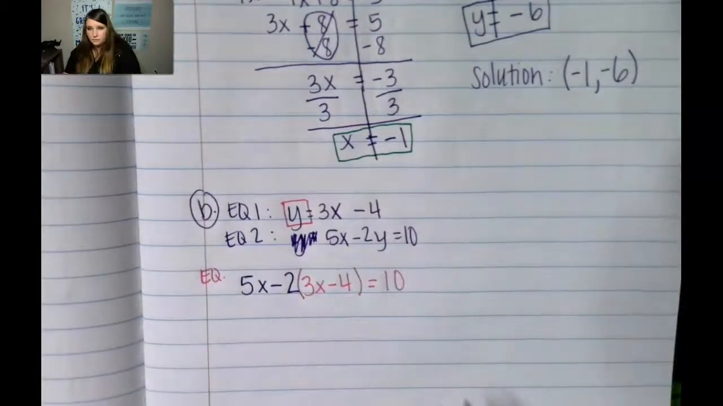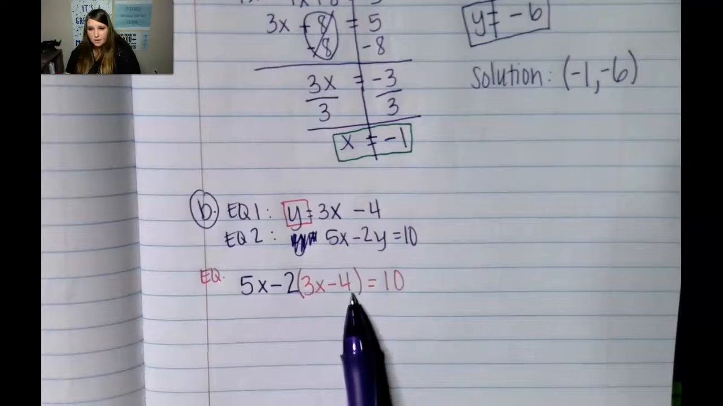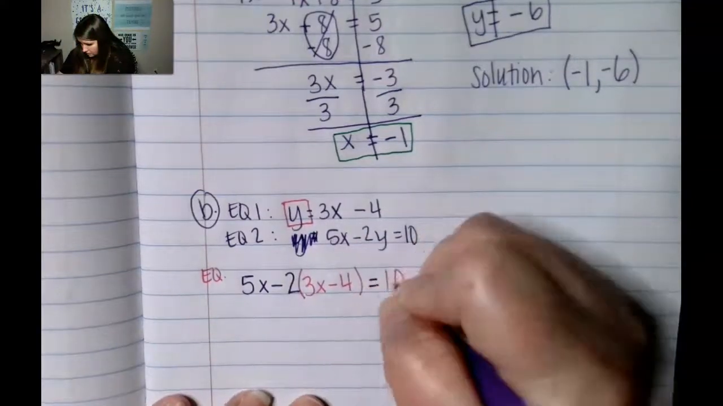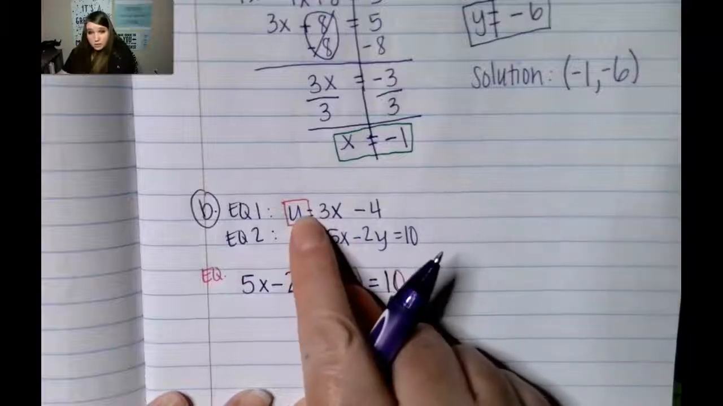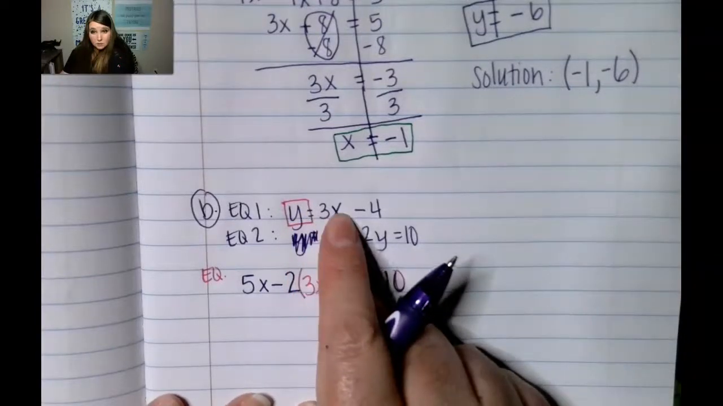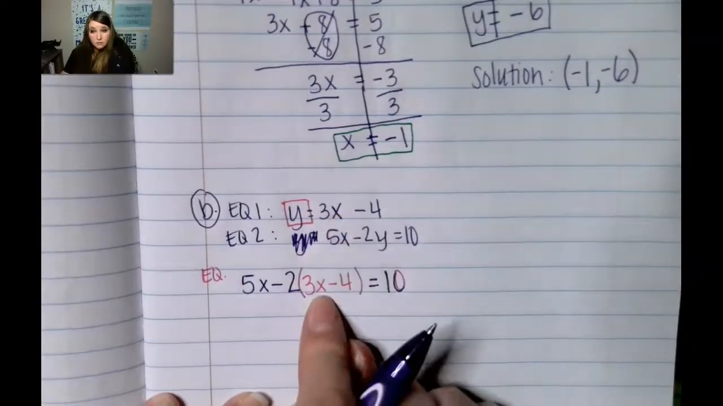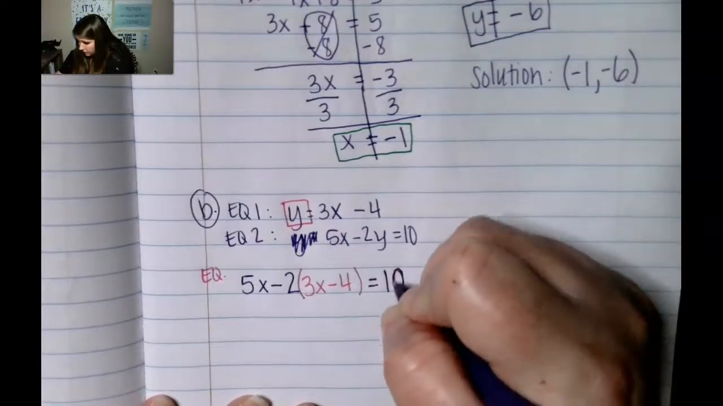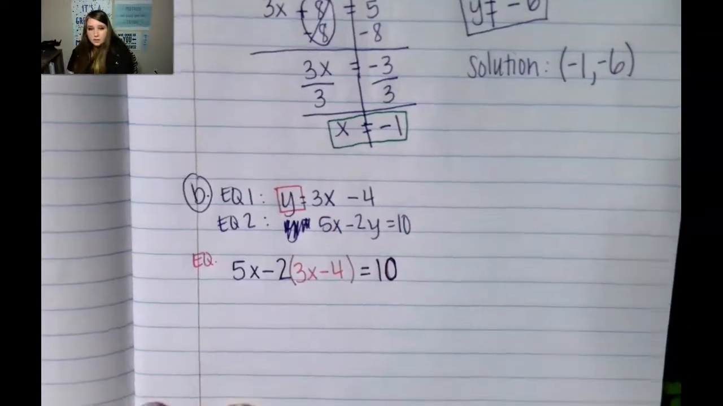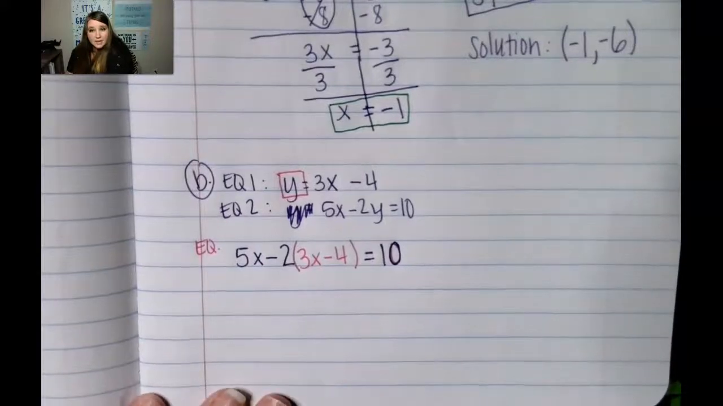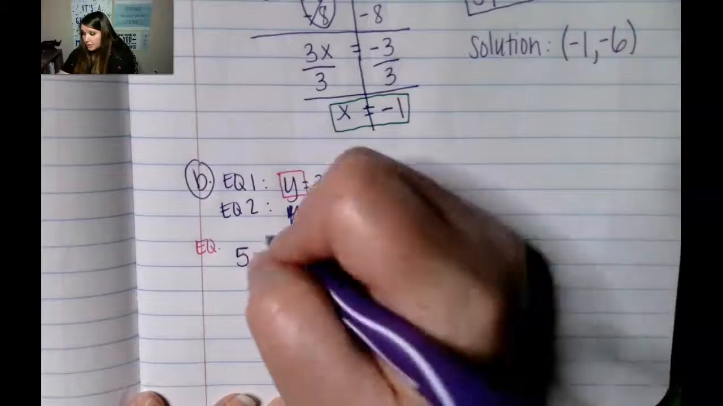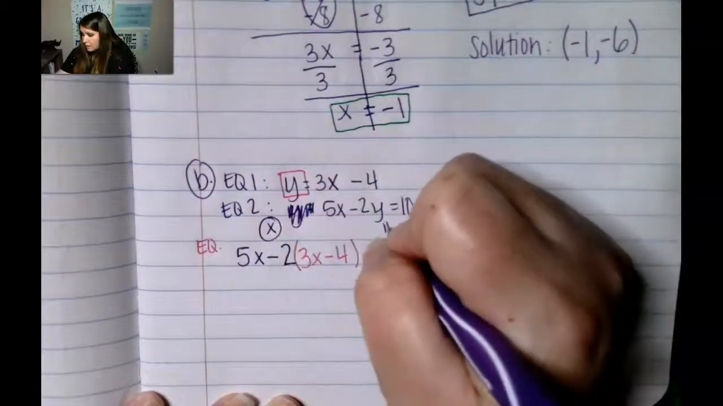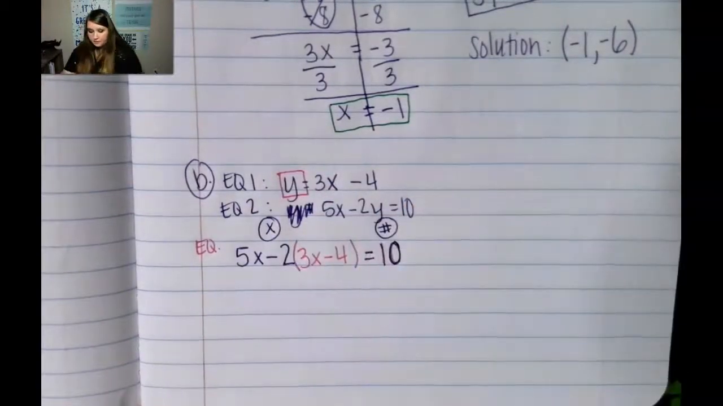Again, here's my y value right here. Here's my y value from equation 1, because they literally told me y equals 3x minus 4. So I'm subbing in for y, 3x minus 4. I'm going to cover this pink up right here so you can see that color differentiation. Okay, now we're going to solve for x. We want x's on one side. We want numbers on the other.